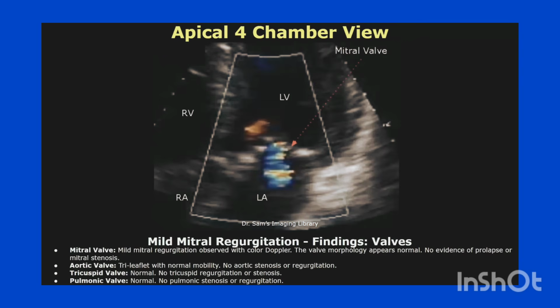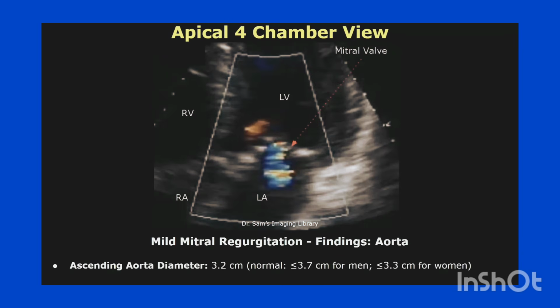Here are the findings in the valves. Mild mitral regurgitation observed in the mitral valve with color Doppler. The valve morphology appears normal. No evidence of prolapse or mitral stenosis. The other valves are normal.